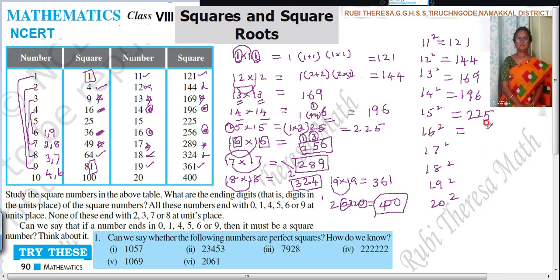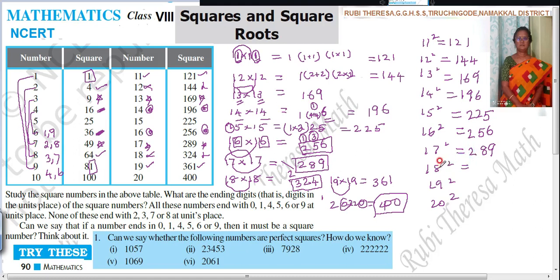6 means the unit digit will be 6. What is the previous number of 6? 5. You write that 5. Then what is it? 2. 256. Because this is after 5, there won't be 1. So 256. Then 7 means what? It will end with 9. What is the predecessor, the previous number of 9? 8. Then automatically you will write 2.